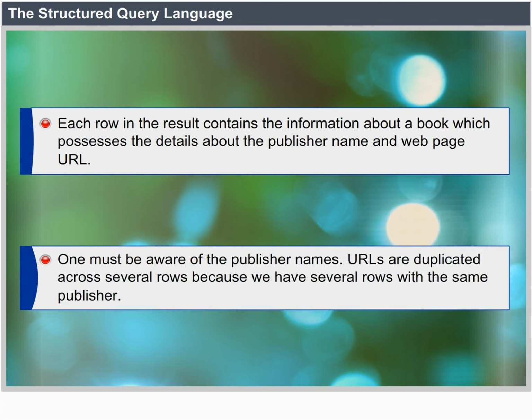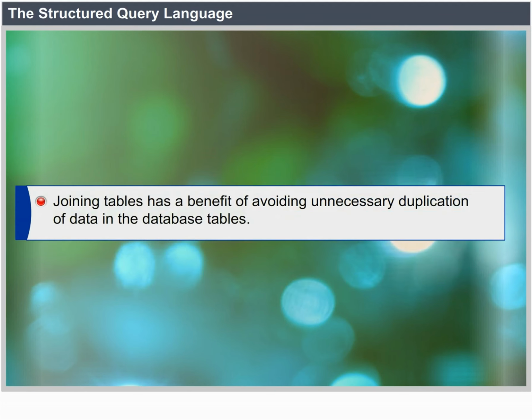One must be aware of the publisher names. URLs are duplicated across several rows because we have several rows with the same publisher. Joining tables has a benefit of avoiding unnecessary duplication of data in the database tables.